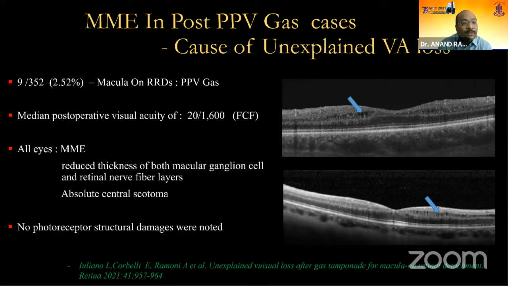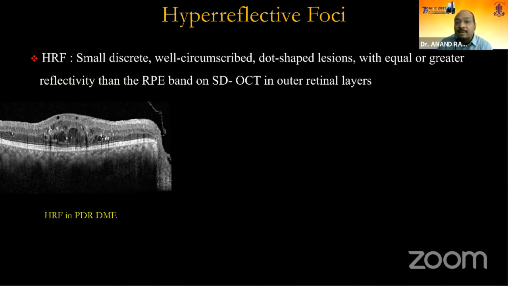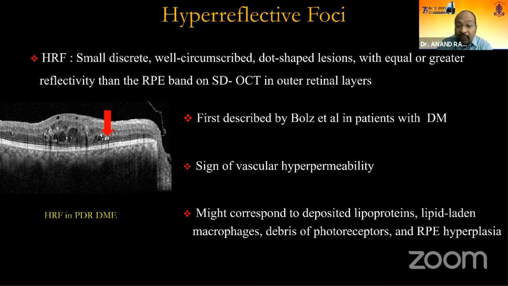Hyperreflective foci, we already talked about it, previous speakers. HRF: small, discrete, well-circumscribed dot-shaped lesions with equal or greater reflectivity than the RPE band on SD-OCT in the outer retinal layers. An example of HRF in PDR DME. First described by Balls et al. in patients with diabetes. A sign of vascular permeability, hyperpermeability, might correspond to deposited lipoproteins, lipid-laden macrophages, debris of photoreceptors, and RPE hyperplasia.